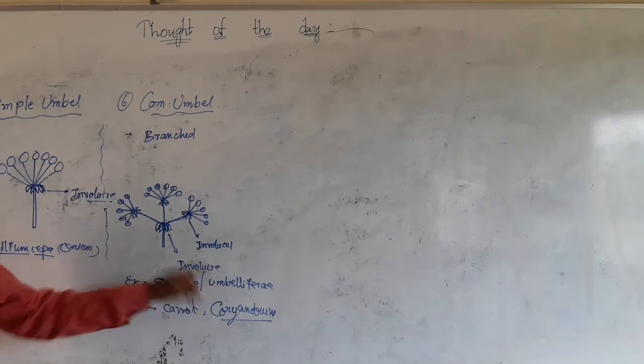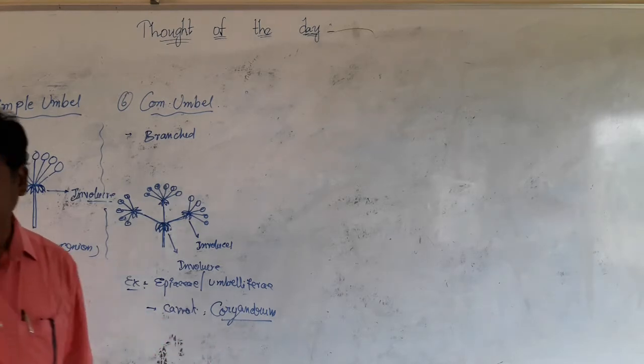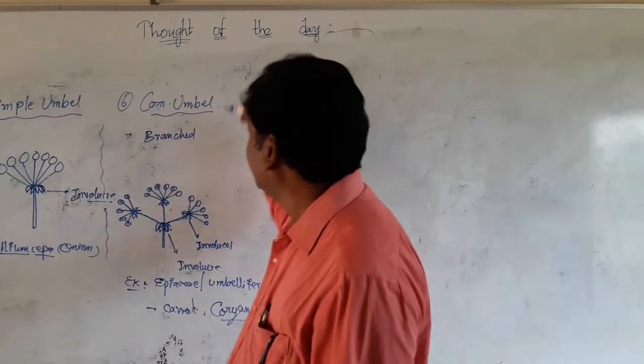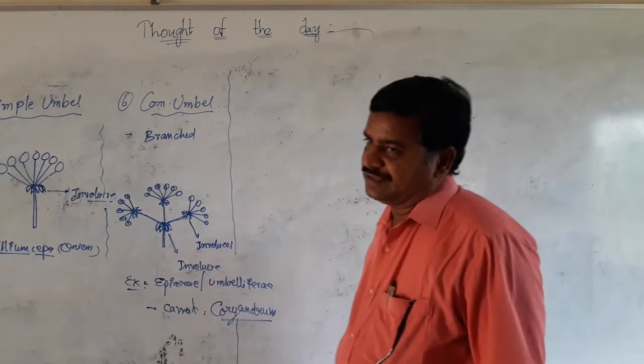The Umbelliferae, examples are carrots and also Coriandrum sativum. They are racemose inflorescences with pedicellate flowers.